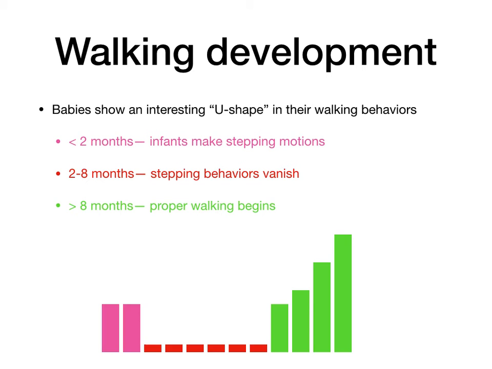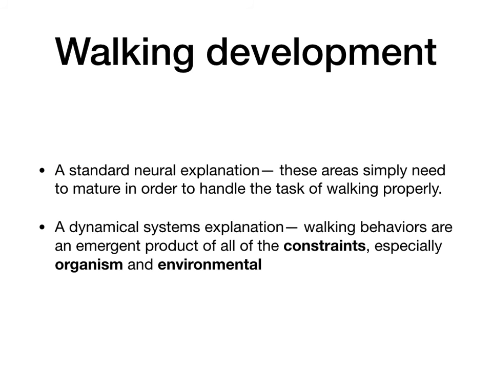So, okay, what gives here? Why do we start with infant stepping motions and then they stop for a long time and then we start again? Wouldn't it be better for us to just keep trying to walk while we're developing? A standard neural explanation is, well, okay, these are areas that need to mature to be able to handle the task of walking, and so they sort of stop working while they are developing something, and then eventually they kick back online.